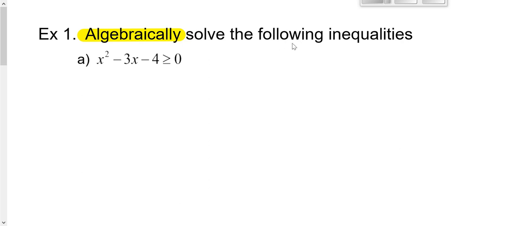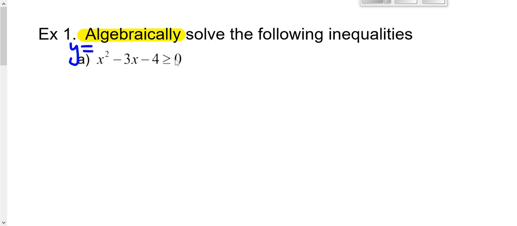So algebraically solve the following inequality: x squared minus 3x minus 4 is greater than or equal to 0. So basically what you're trying to do is find which part of this graph is greater than or equal to 0. And of course, once again, we are talking about this with respect to y. So y is equal to that, which is greater than or equal to 0. So that implies, which part of this graph has y greater than or equal to 0.